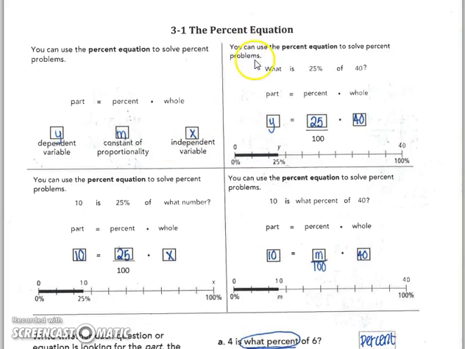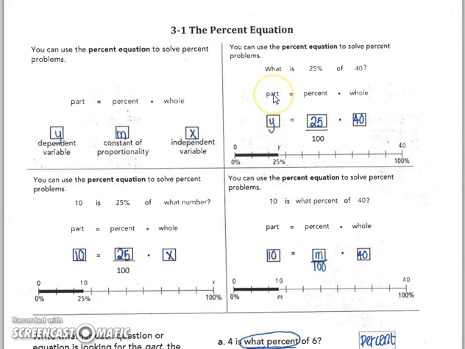Now, one way to use the percent equation is to solve for the part in a percent problem. So we see this equation here. What is 25% of 40? So notice that we're trying to find 25% of 40. So that means that 40 is our full amount. That's our whole number. 25% is obviously our percent number, and we're trying to find a portion of that, a part of 40 that represents 25%.